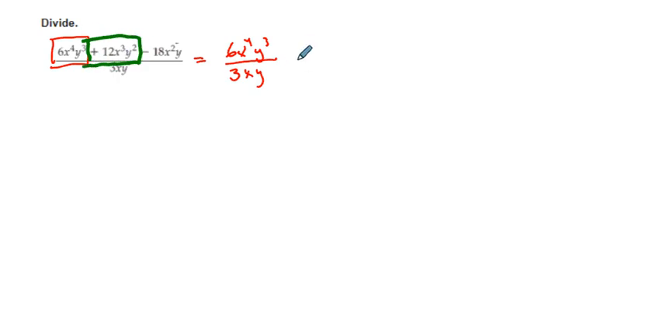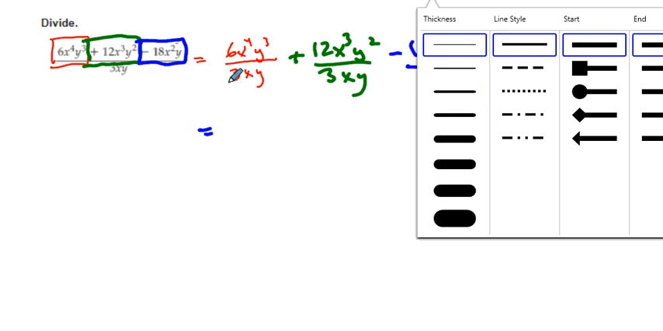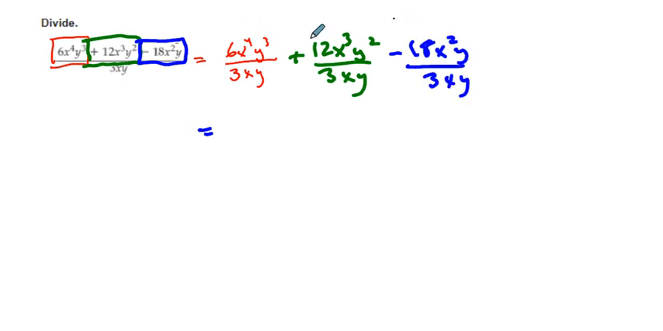We go 12x cubed y squared over the same thing, 3xy, and then negative 18x squared y is my last one over 3xy. Then we will work with what we know how to work with fractions. First of all, because we just did dividing by monomials, we're rock stars at this now, right? So we do 6 divided by 3, so you're going to have a 2 on top. Let's leave it like this for now and see if we need the fractions later.